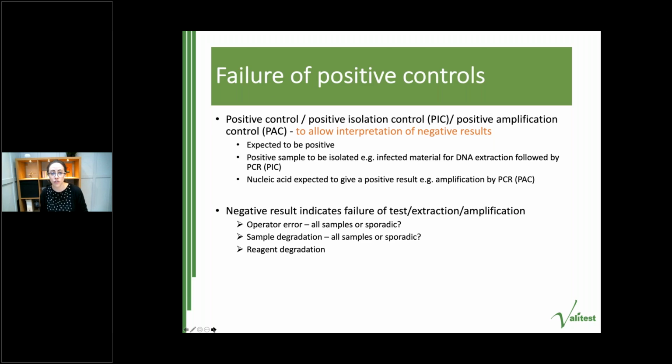So we'll talk about controls first. We're generally running positive controls and negative controls. The positive controls might be isolation controls, so material infected with the target pest that we're interested in, or they might be an amplification control. Either way, we expect a positive control to be positive, and it allows the interpretation of negative results. So if your positive control is negative, that means any negatives that you see amongst your samples might also be false negatives. So the positive control allows us to interpret negative results.